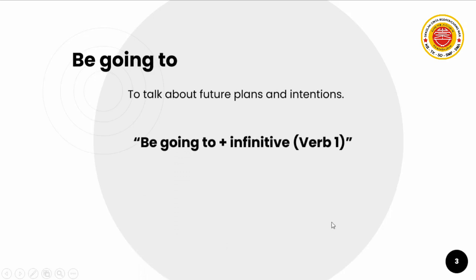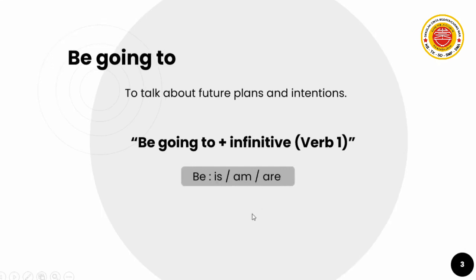So we usually form a sentence in simple future tense by using be going to plus infinitive or verb 1. Jadi biasanya kita membentuk kalimat simple future tense dengan menggunakan be going to ditambah dengan infinitive atau verb 1 yang bisa juga disebut sebagai kata kerja dasar. So for he, she, it, we use is. Untuk subjek he, she, it, kita pakai is. I, we use am. And you, we, they, we use are.